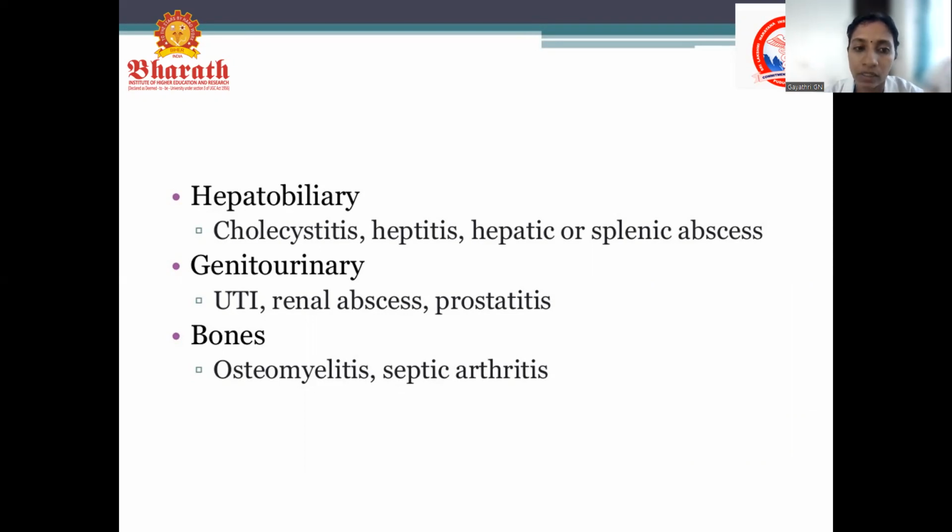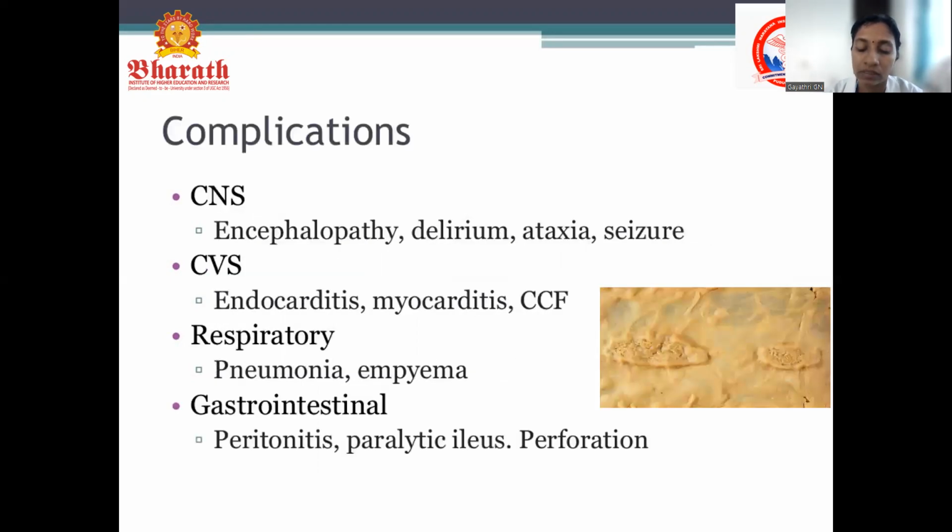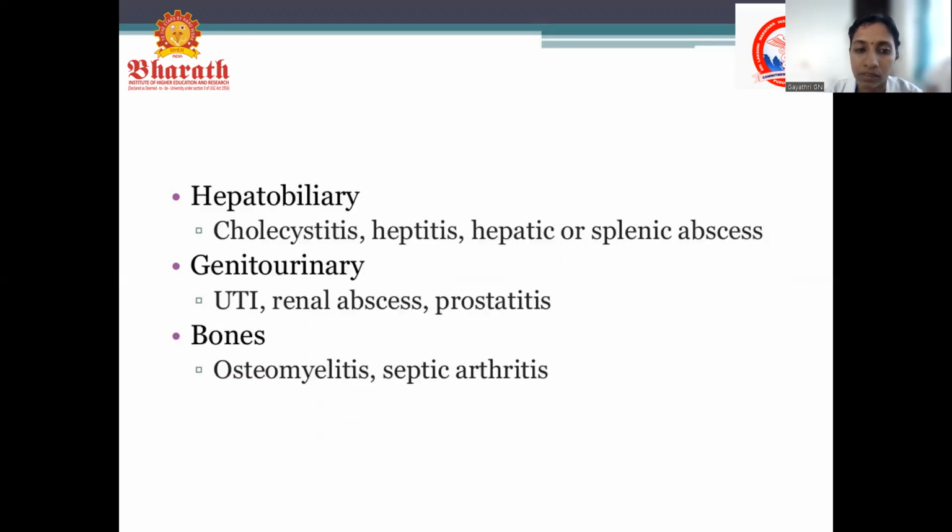Genitourinary: urinary tract infection, renal abscesses or prostatitis, and even the bones: osteomyelitis and septic arthritis. So you can see after the second wave, there is widespread infection. All systems are affected. So that is why this becomes a very important condition which we have to prevent.